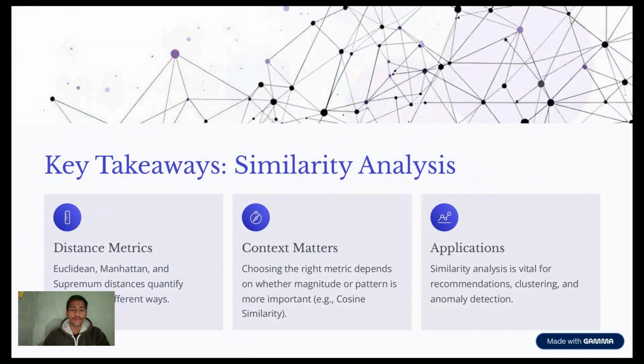Key takeaways for similarity analysis. Metrics like Euclidean, Manhattan, and Supremum distance quantify similarity in different ways. Context is the key. If magnitude matters, like exact score, use Euclidean. If orientation matters, like preference pattern, use cosine similarity.